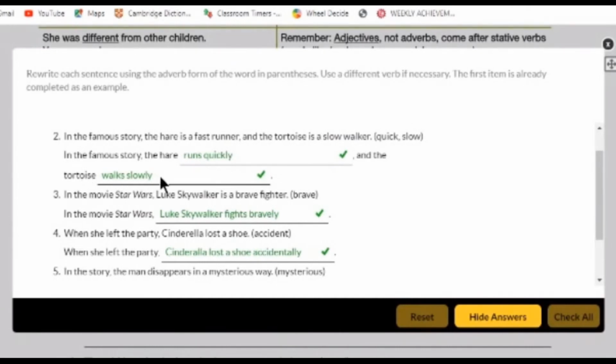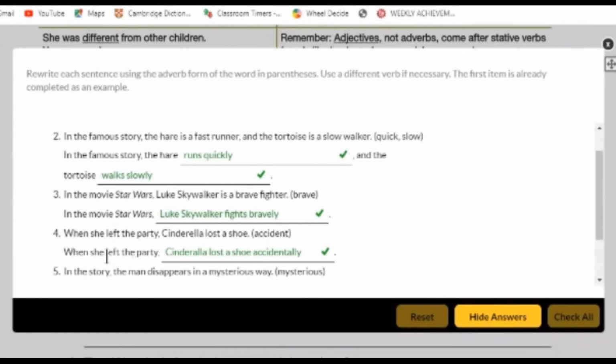For example, here, tortoise, subject; walks, verb; slowly, so you have the adverb. Here, in the movie Star Wars, Luke Skywalker fights bravely. Luke Skywalker, so you have a subject, fights is the verb, bravely, so this is the adverb of manner.